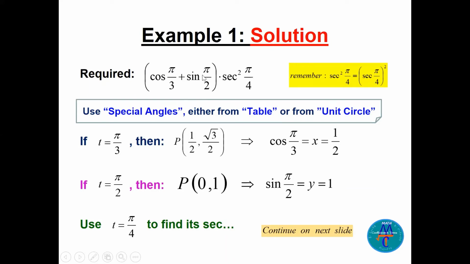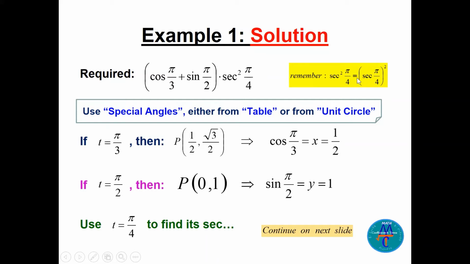Let's look at sine pi over 2. See, pi over 2 is like 90 degrees. The point is (0, 1). So I need sine. Sine is the y value, see? Sine is the y value. The cosine is the x value from this point on the unit circle. Just remember, I mentioned that before, secant squared pi over 4, or you can have any angle there, it will be secant pi over 4 all squared.